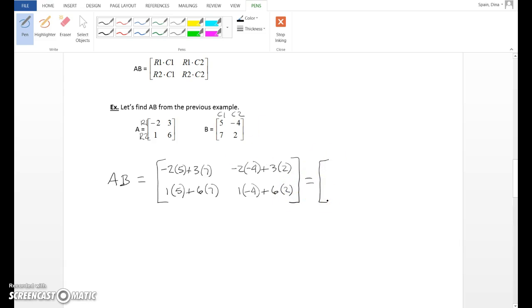Alright, let's see what all of this is. This is actually a -10 plus 21. I already did that one last time. I'll actually write out what that equals down here. This is, what, 8 plus 6. Down here, I've got 5 plus 42, and then over here, -4 plus 12.